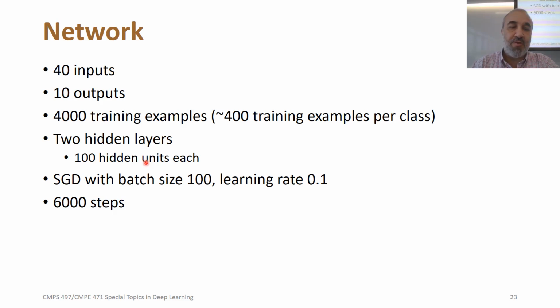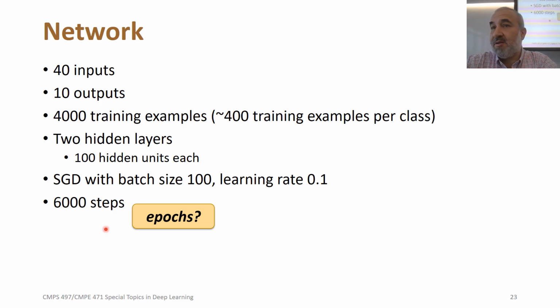We will use SGD. What is SGD? Stochastic gradient descent with batch 100, a learning rate 0.1, and we will do 6,000 steps. What does that mean? Actually, I want you to tell me how many epochs here. Steps are iterations over batches, and every iteration is one batch. When we say training steps, each step is one batch.